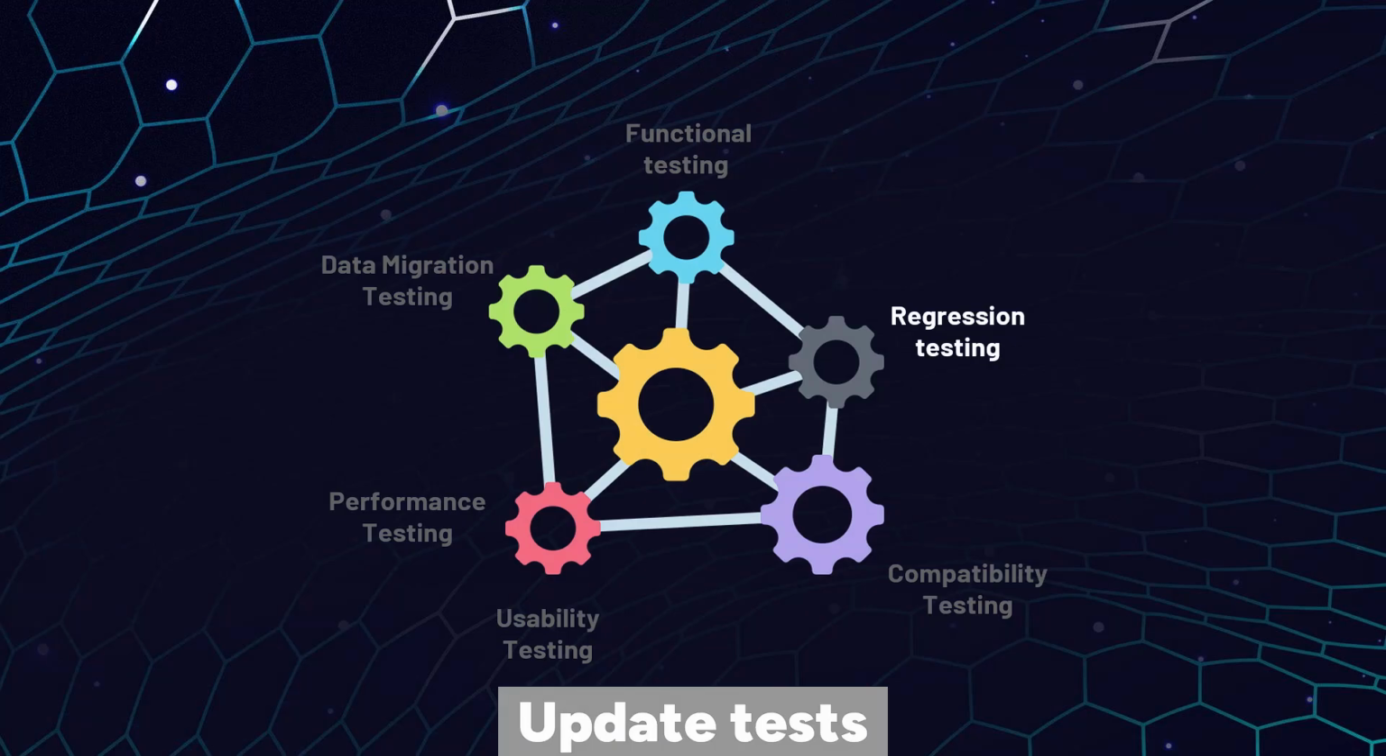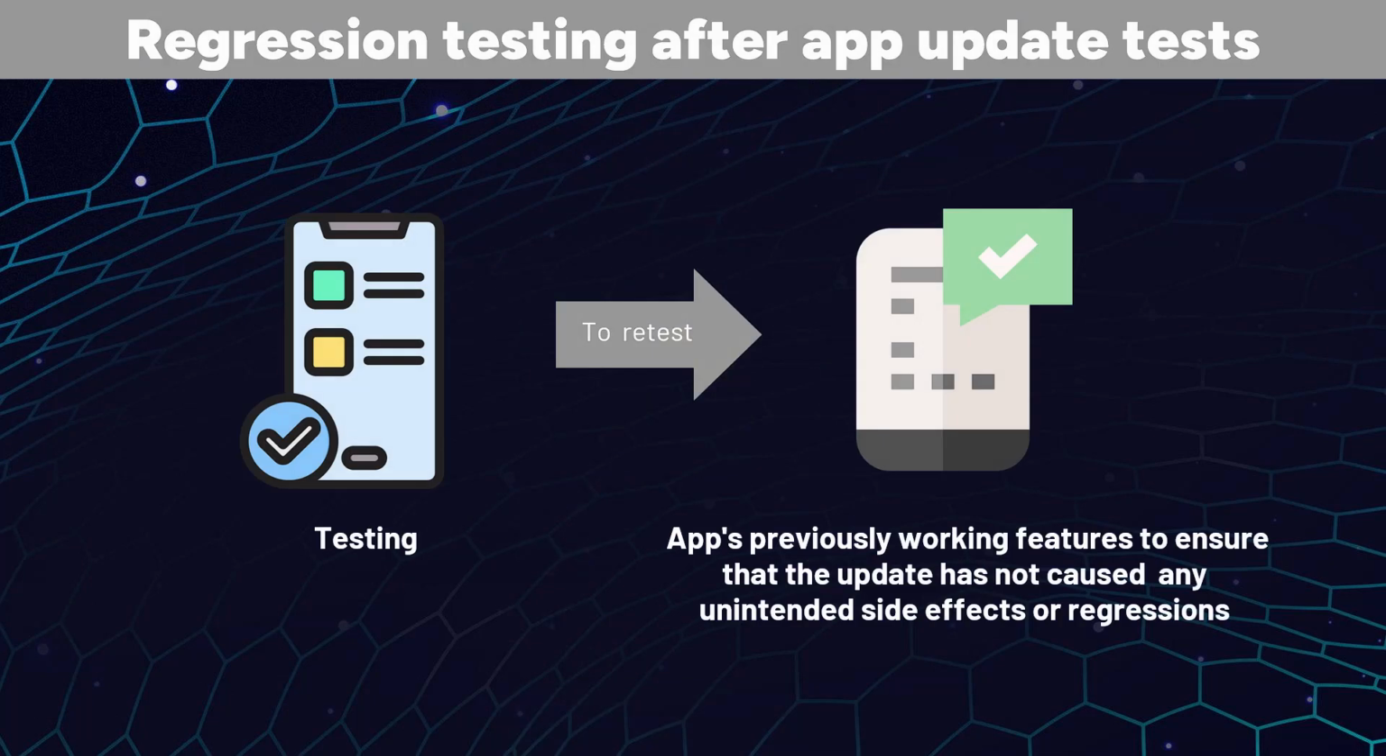Let's move to the next key aspect that the tester should consider and test during an update test, which is 2. Regression testing. Regression testing is a significant part of the app update test. During regression testing after the app update, testers retest the app's previously working features to ensure that the update has not caused any unintended side effects or regressions.